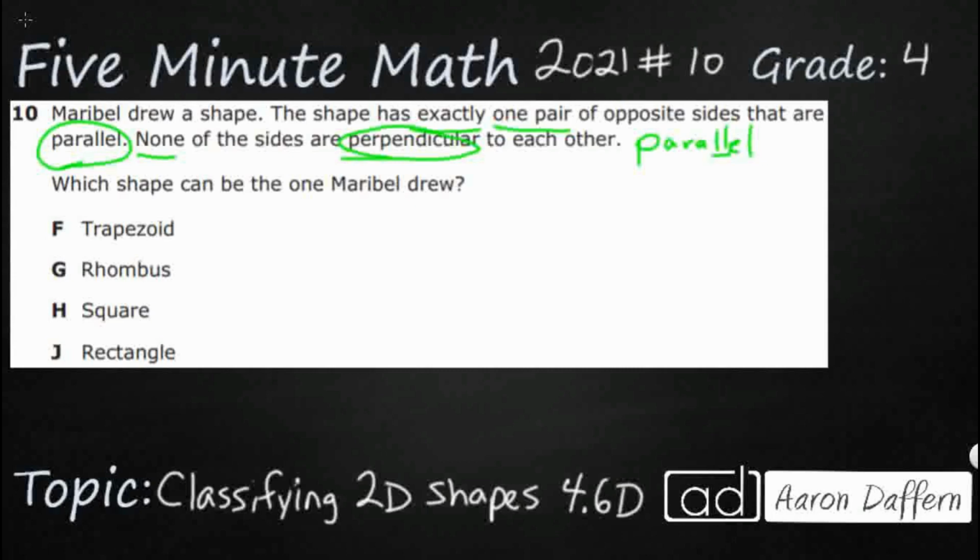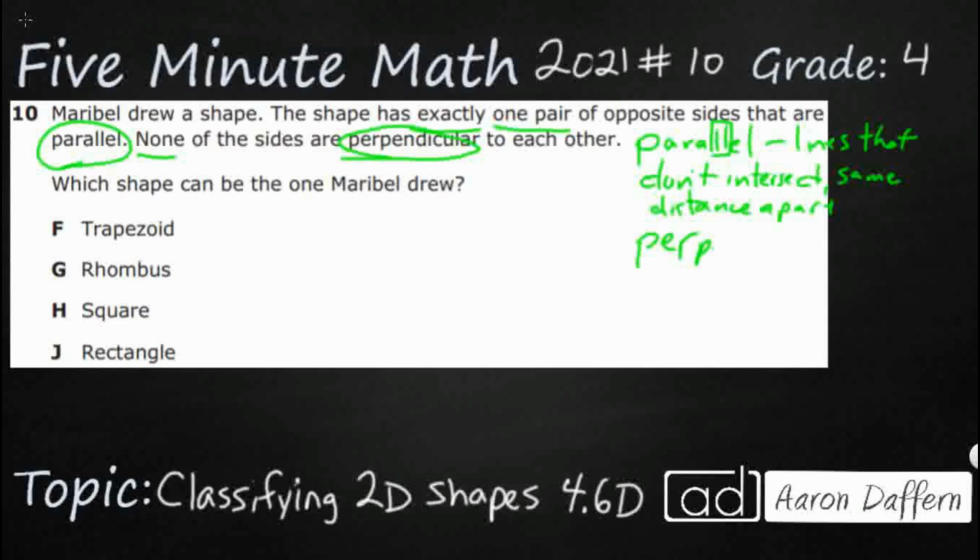Look at these two L's in parallel. Those two L's in parallel actually are parallel. So they are lines that, two things, they don't intersect, so they never touch, but also they stay the same distance apart. So that's the key. It's not just that they don't touch, they stay the same distance apart. And so we're looking for a shape that has one pair of sides that are parallel, exactly, not two, just one.